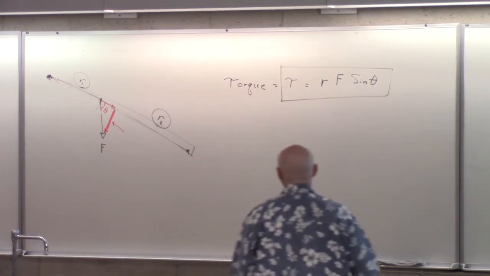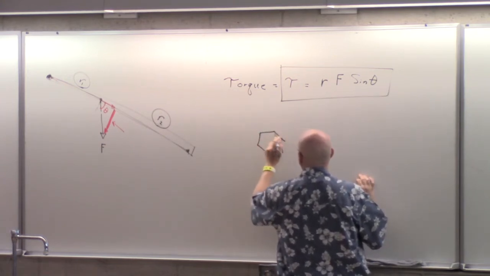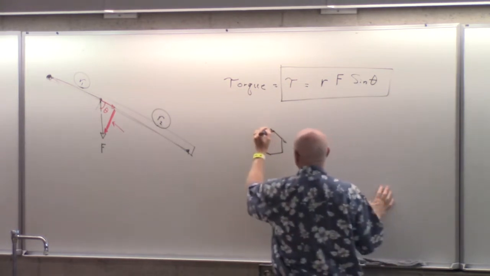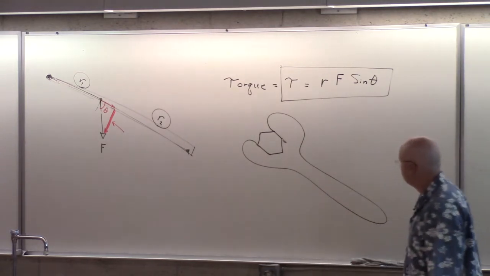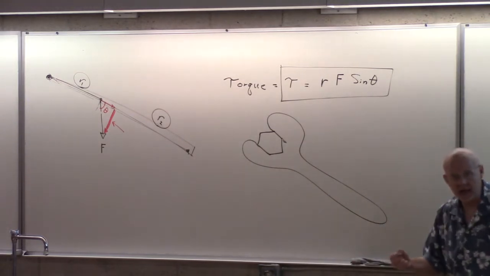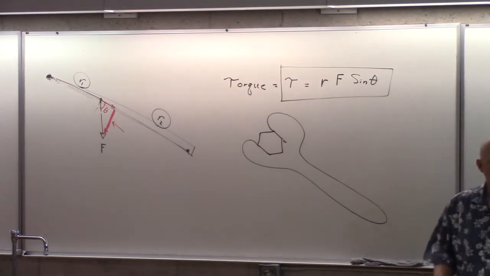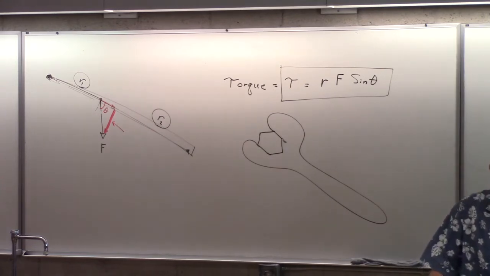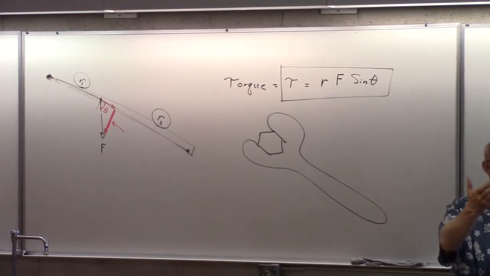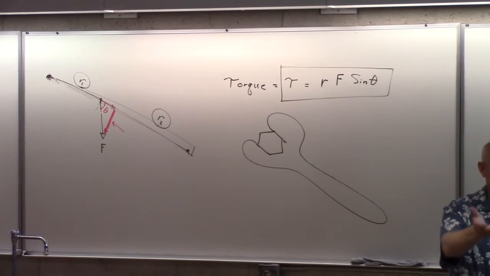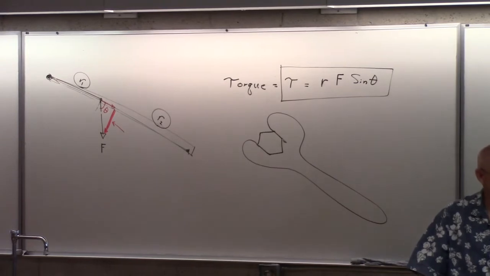Let's see if this picture helps. Let's say that I have a bolt. In this bolt, I'm going to put a wrench. And I'm going to tighten this wrench. What would make it the easiest to tighten the wrench? Starting with, does the bolt want a force or a torque? Is this a translation or is this a rotation? Yeah, it's a rotation. So we're talking about torque.